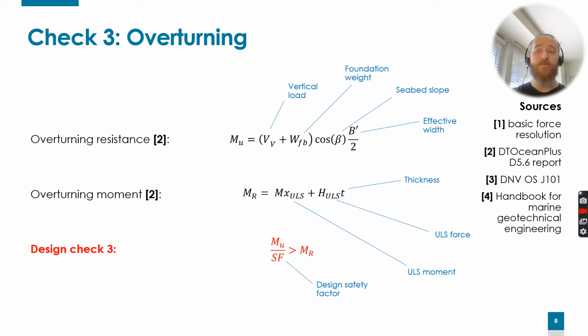And the final check then is for overturning. So again, standard equations, but this time to make sure that our device and foundation won't just flip over onto the seabed. Our overturning resistance is a function of our applied vertical load, the foundation weight, and the seabed slope. And this is the final check, so if our foundation passes this one as well, we've got a design that meets all the basic requirements.